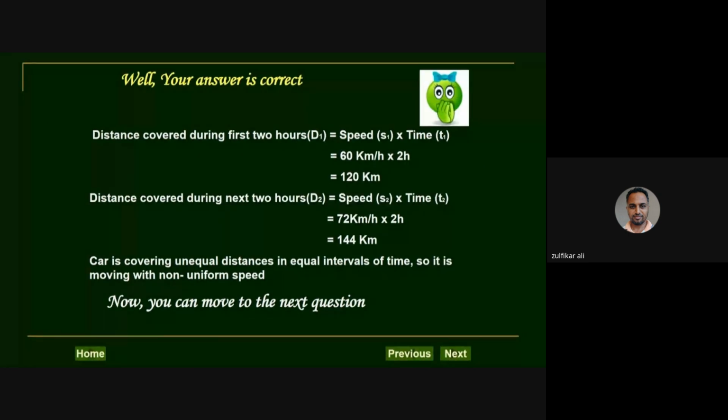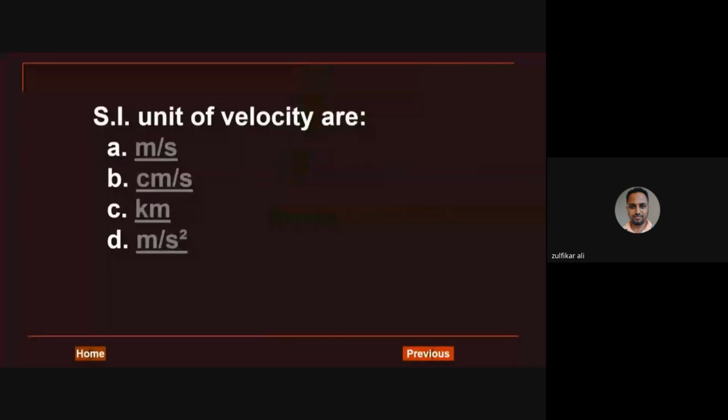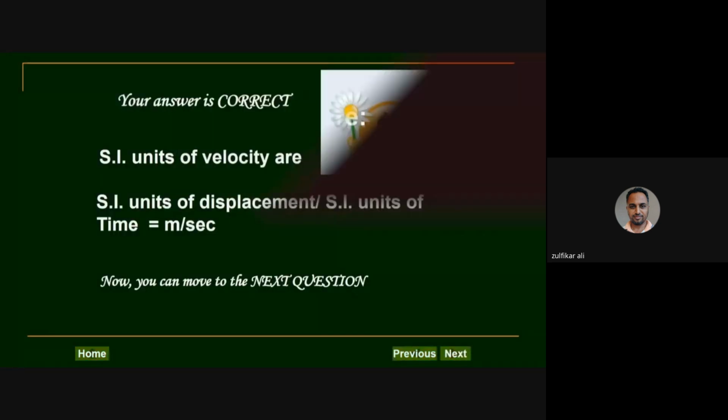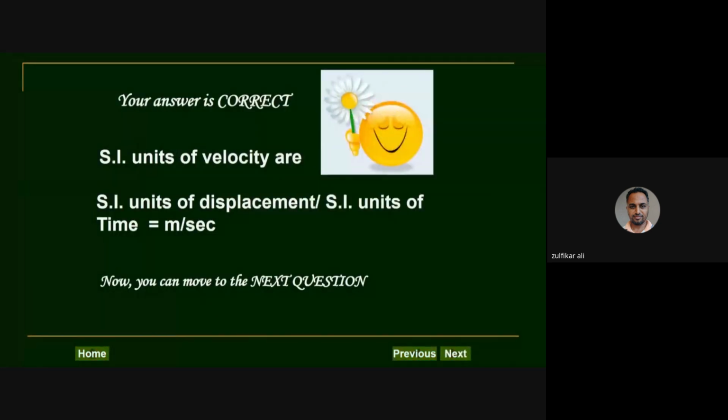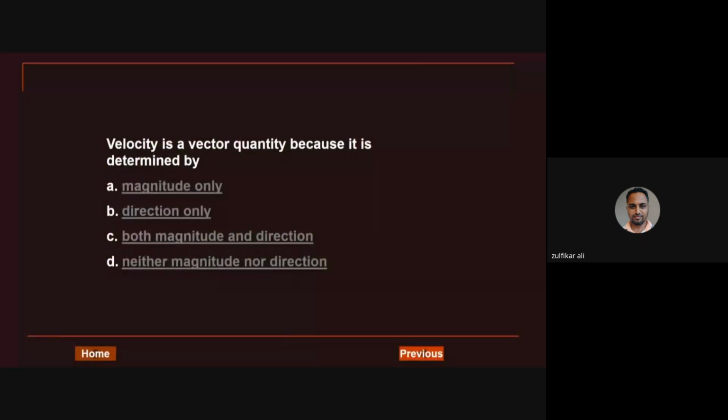Now you can move to the next question. Next question: SI unit of velocity are meter per second, centimeter per second, kilometer, and meter per second square. Let us take answer A as the correct answer. So your answer is correct. Again, the student is being reinforced and the reasoning is also given. Now he has to move to the next question.